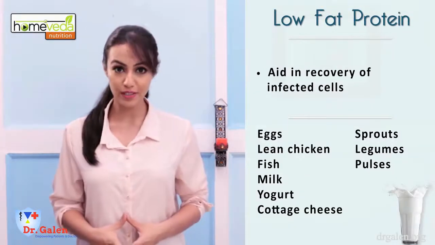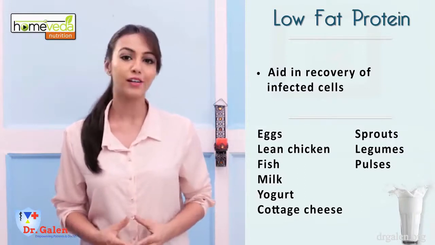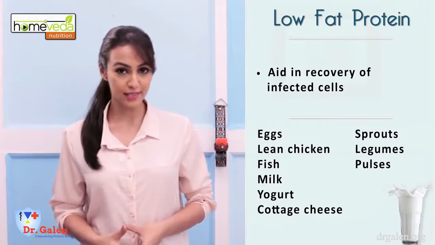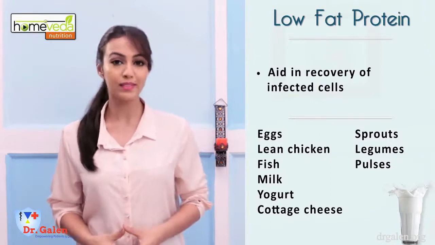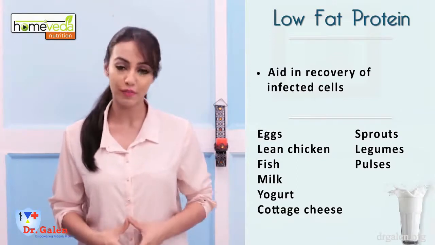Low-fat protein options like eggs, lean chicken, fish, milk, yogurt, cottage cheese, sprouts, legumes, and pulses are also advised as they aid in recovery of infected cells.